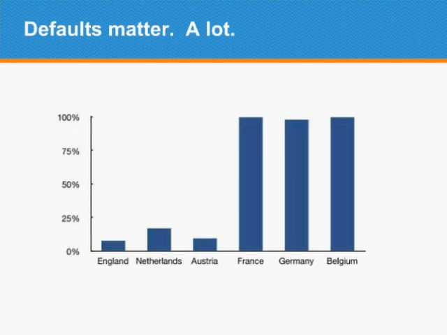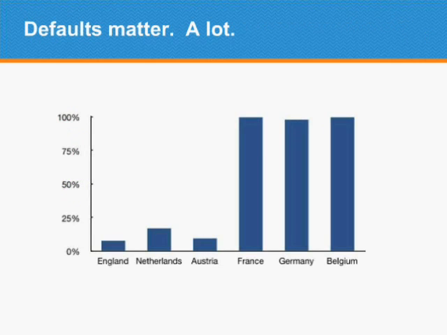So here on the screen is one of my favorite graphics about defaults. Now, note the great similarities between the three countries on the left and the three countries on the right. Germany, many similarities to Austria. Netherlands, many similarities to Belgium. But their organ donation rates, which is what you see on the screen, are completely different.